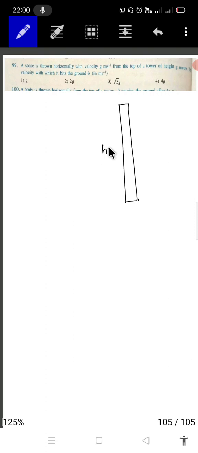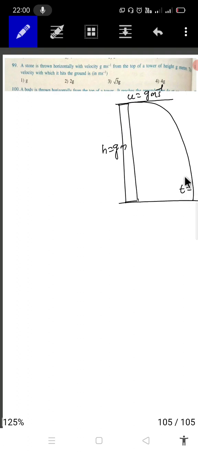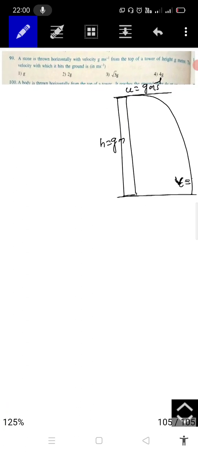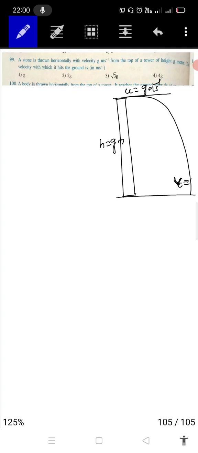So the height of the tower is g meters, and a stone is projected with the initial velocity g meter per second, and it reaches the ground at this point. At what velocity does the stone hit the ground? We need to calculate that. For that, first we need to find out at what time it will reach the ground.